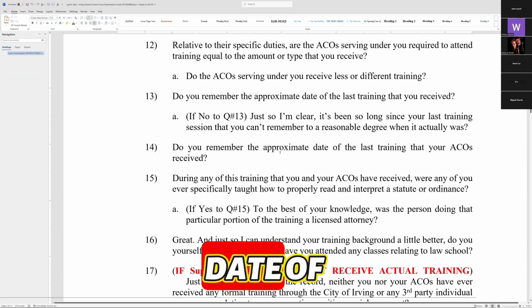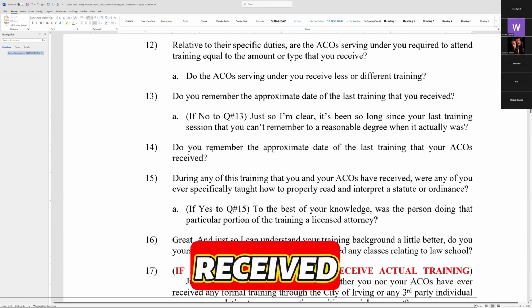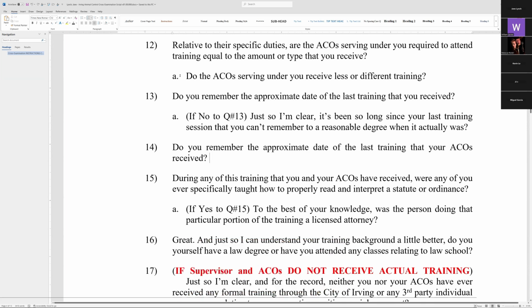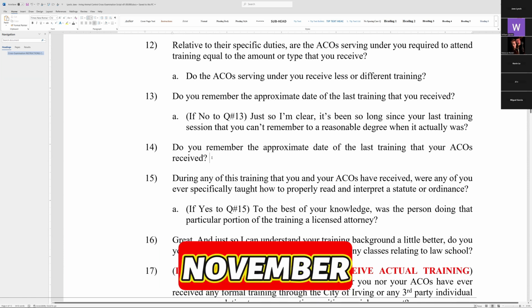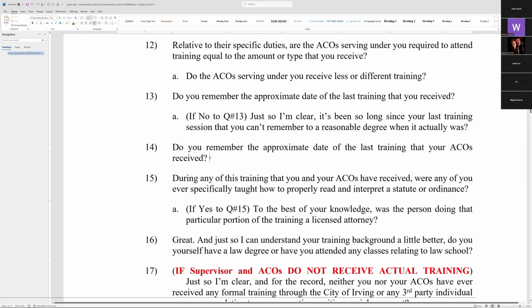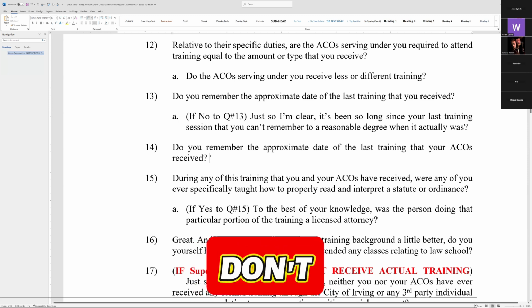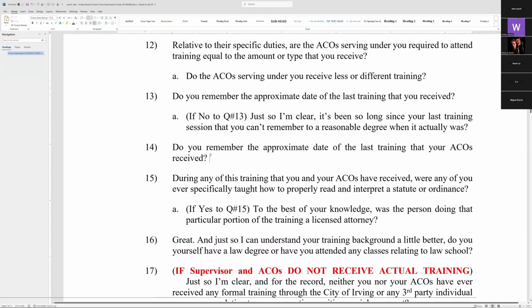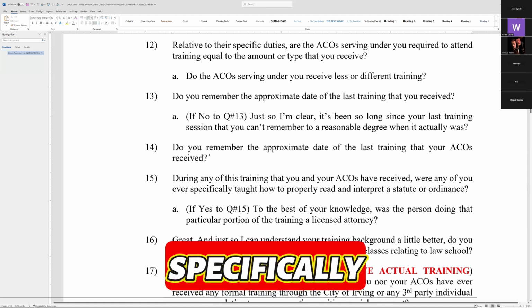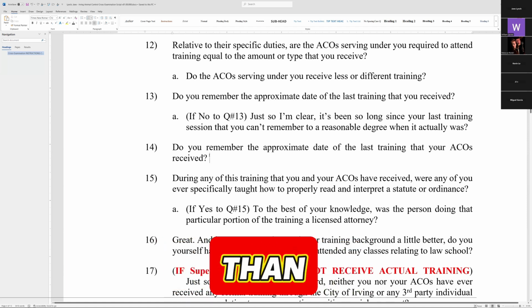Do you remember the date of the last training that your ACOs received? Yes, the last for Delgado was November 2024. Okay. But the supervisor of Delgado hasn't taken training since 2023. Right. And you don't think that's useful information? Yeah, it is. Now, are you sure that the training is not specifically for the field officers rather than the supervisor?